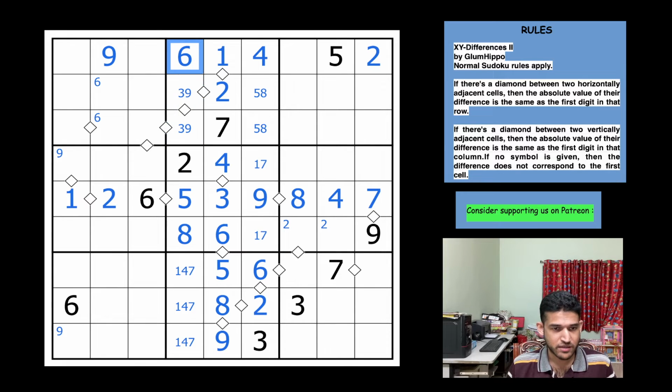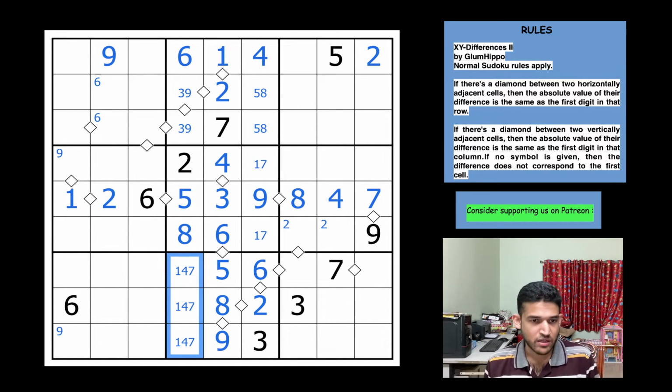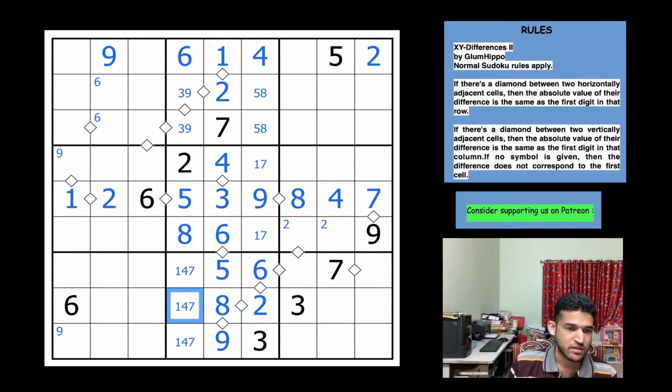Okay, 6 is in here. And look at these 3 cells. There is a 1 7 in them. Now if you have this cell as a 1 or a 7, then naturally one more cell will be adjacent to that, which will also be a 1 and 7, and difference will be 6. So that is not allowed without a diamond. So 1 7.